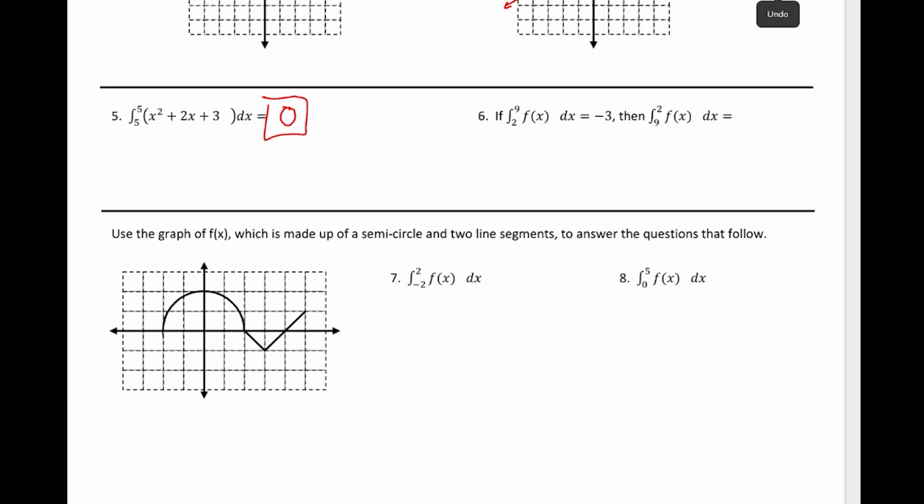Number 6 gives us an integral from 2 to 9. We don't know the function, but we know from 2 to 9 the area is negative 3. So it's asking what is the area from 9 to 2? And we know that anytime we want to swap the bounds like this, we need to negate the overall area. So the integral from 9 to 2 of f of x dx will be the opposite of the integral from 2 to 9. Now the integral from 2 to 9 clearly is given. That's negative 3. So this will be the opposite of negative 3, which would be just 3.